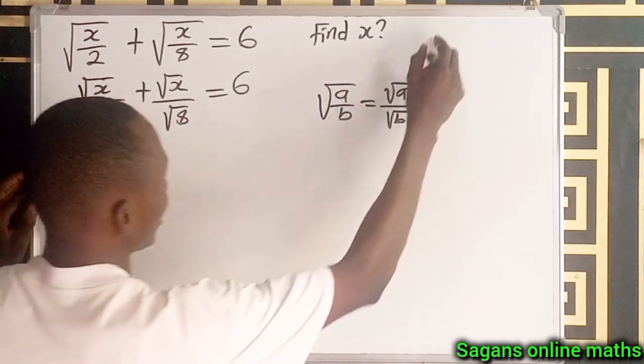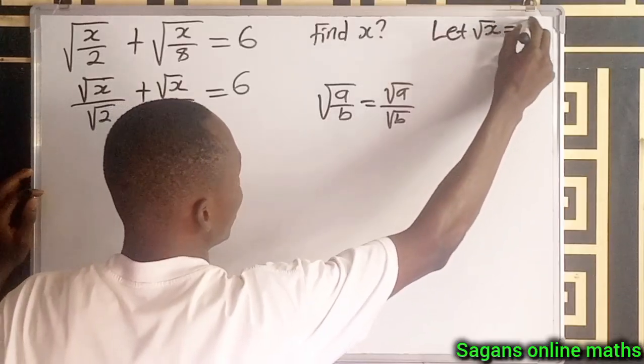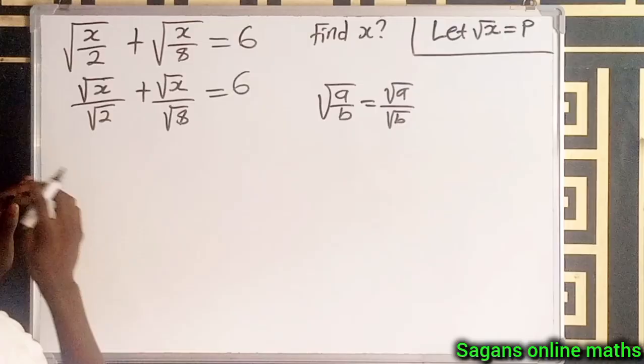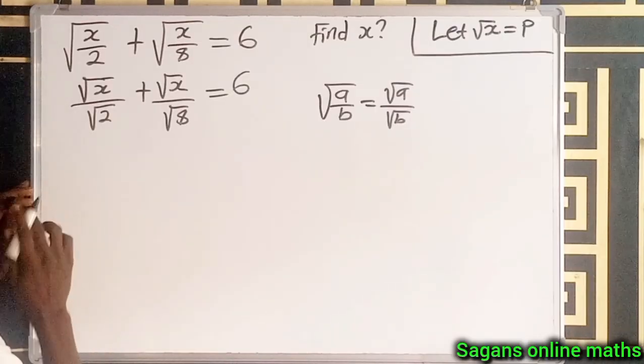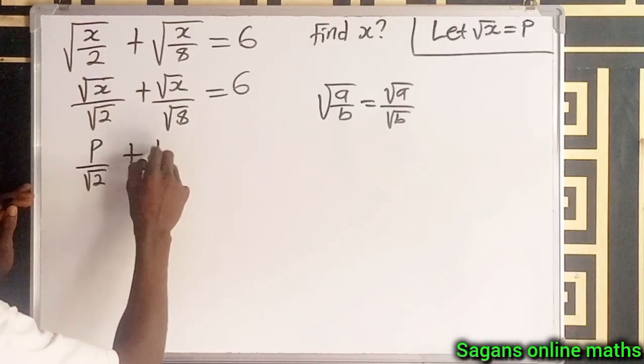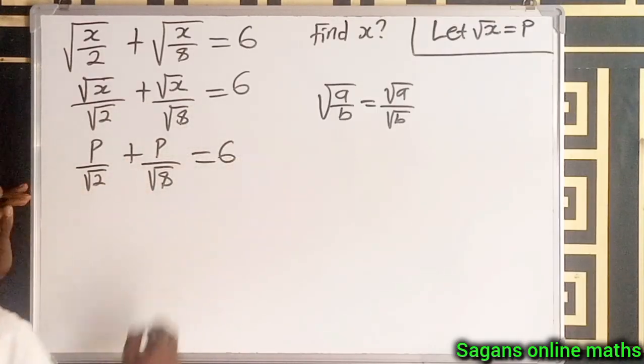So let's keep it aside that, because it's common, root x equals p. Let's keep it aside here so that we can know what we are doing. That means anywhere you see root x, you are going to put p. So this is p divided by root 2 plus p divided by root 8 equals 6.